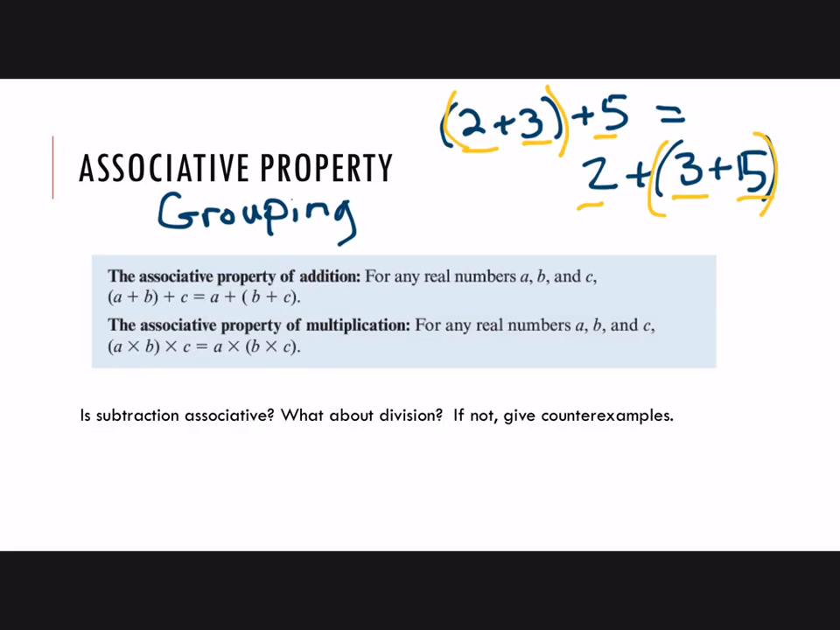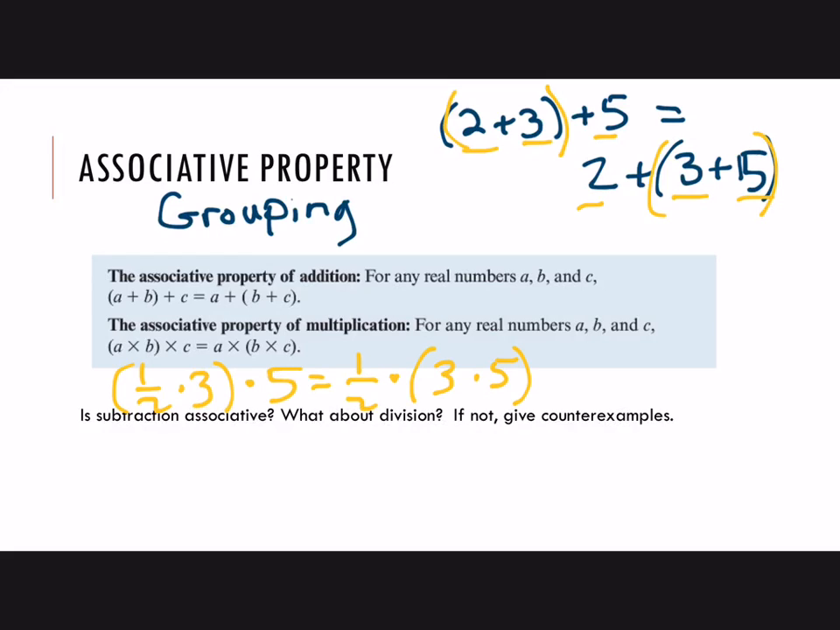Okay, and then we can say the same thing for multiplication. So 1/2 times 3, and then multiplied by 5 is the same thing as 1/2 multiplied times whatever the answer to 3 times 5 is. Same thing.